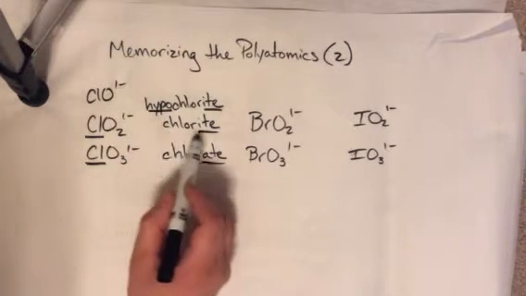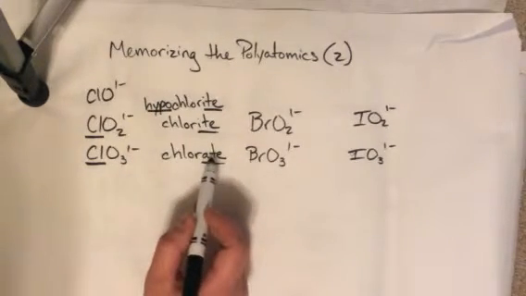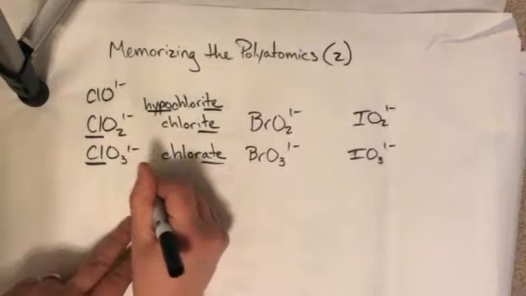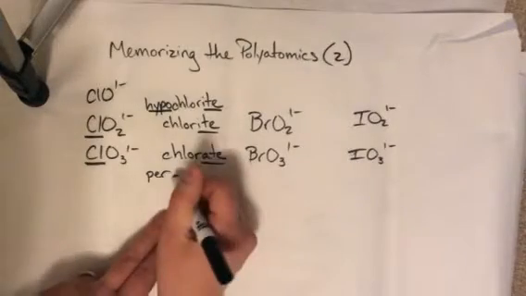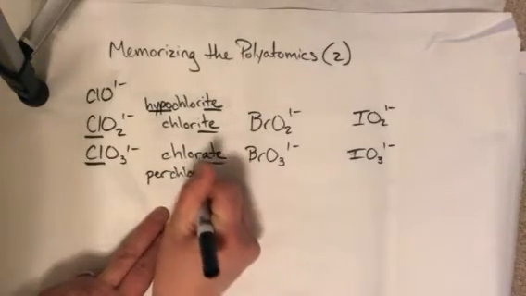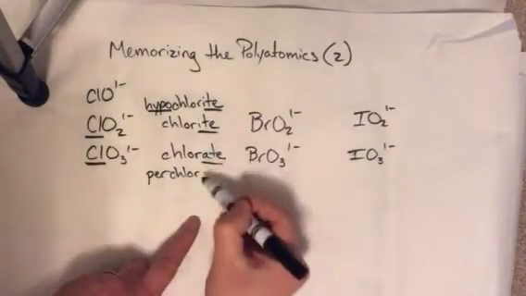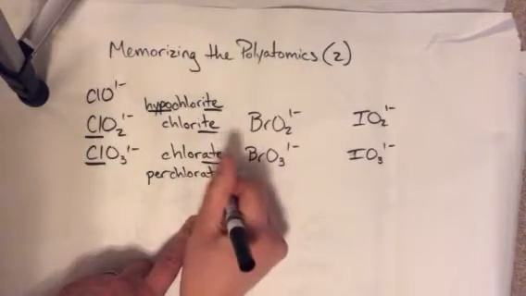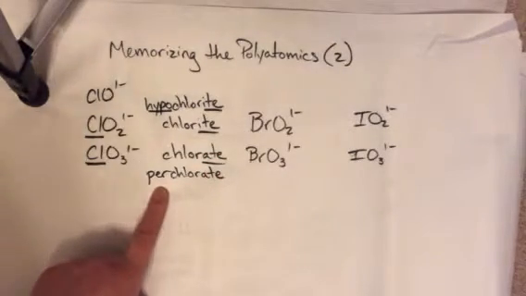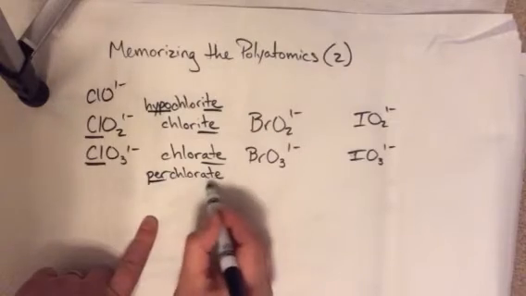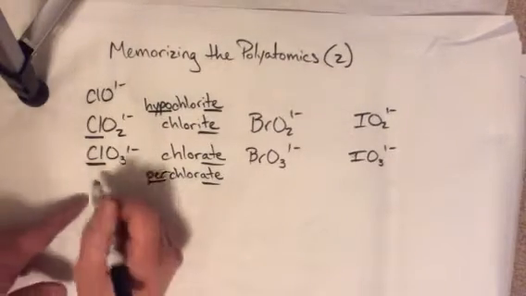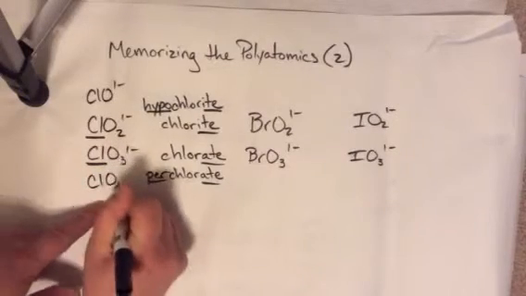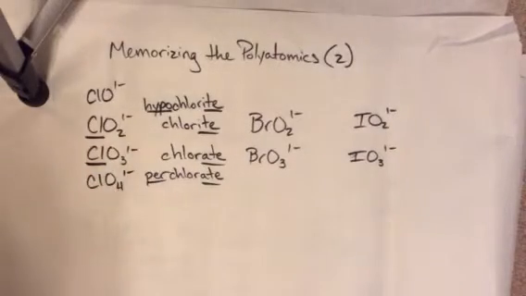Hypochlorite, chlorite, chlorate. I can also put per as my prefix. Per, chlor, and then see how I'm coming after the a? I keep that a. Per means more than. So perchlorate, how many oxygens do you think we're going to have for this one? 1, 2, 3, 4. See the pattern?